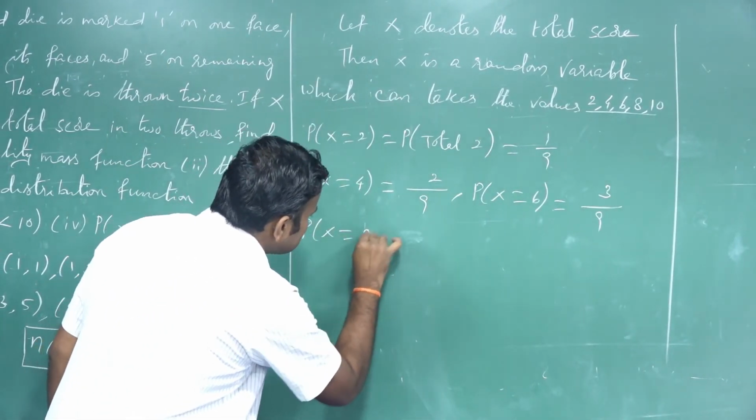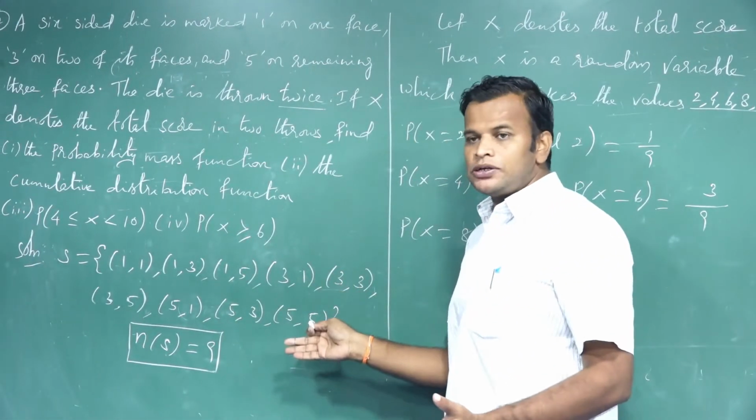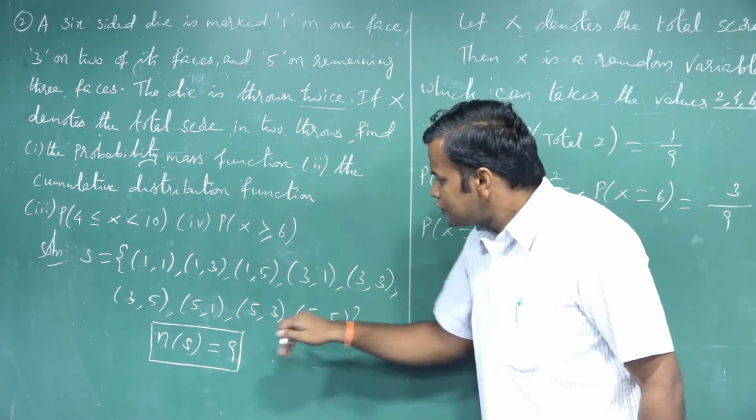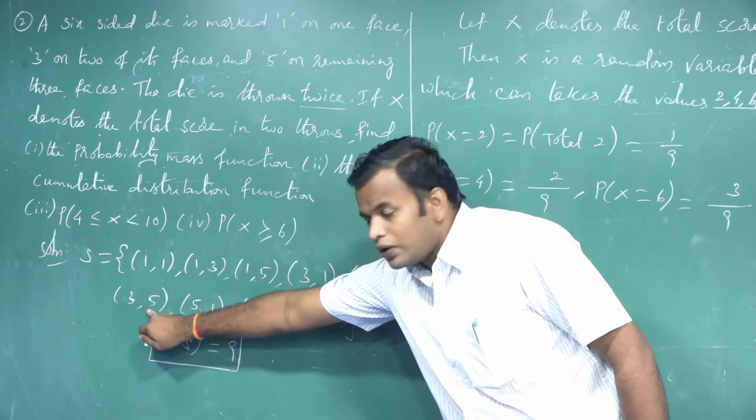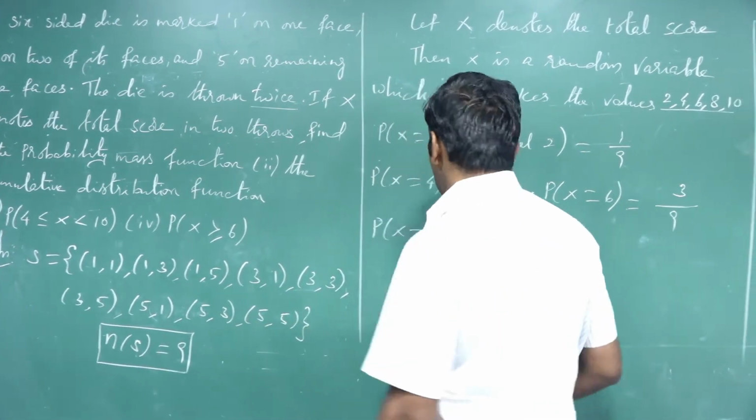Next, P of x is equal to 8. How many events add up to 8? 6, 2; 4, 4; 2, 6; and 5, 3 is again 8. So 2 by 9.